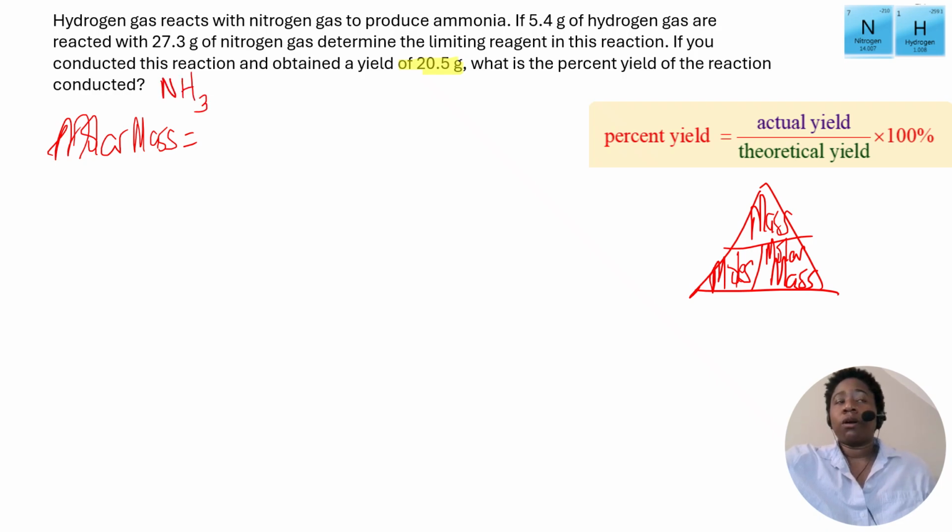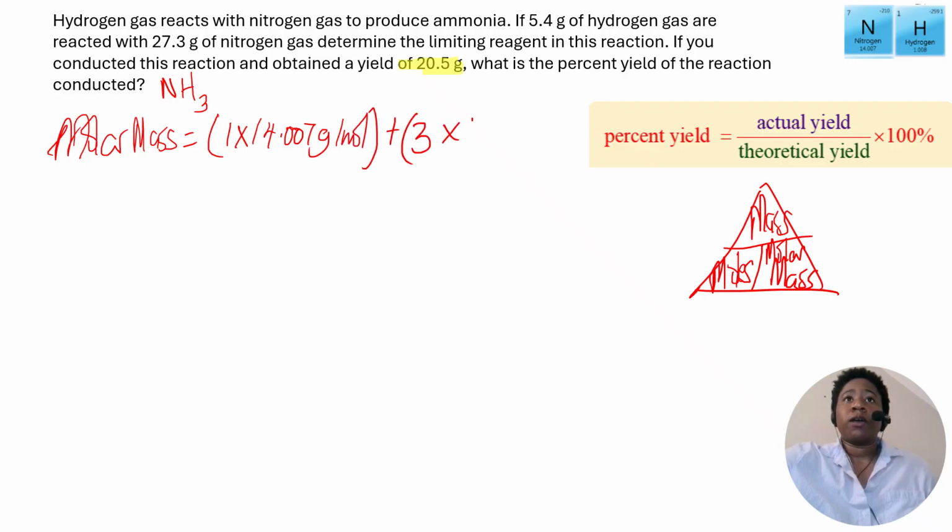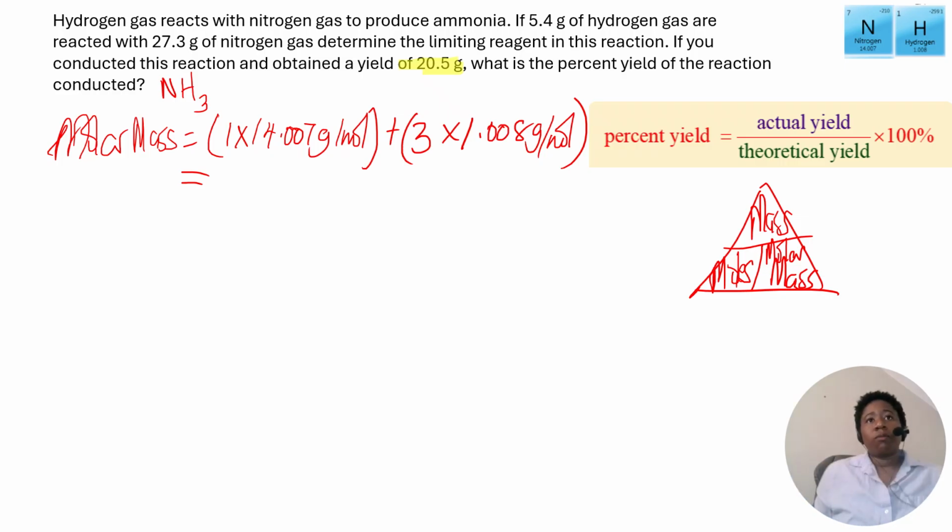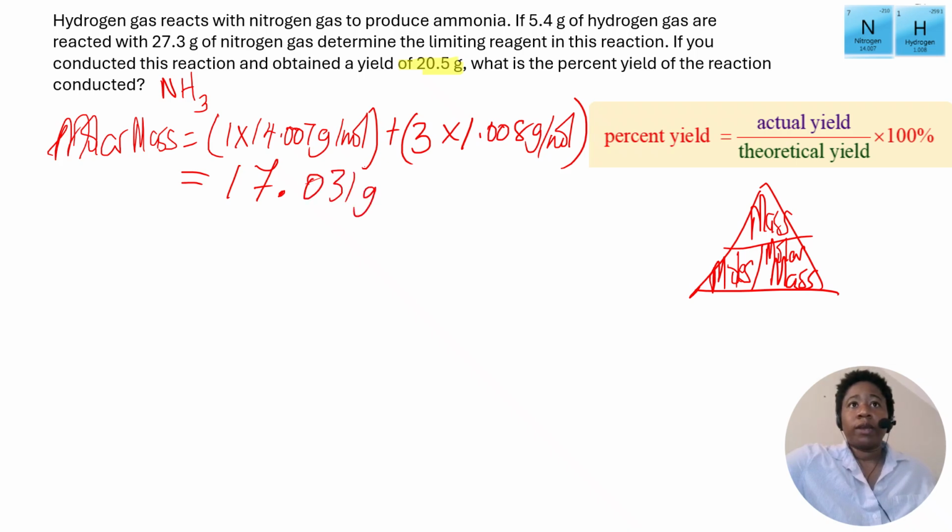We have 1 mole of nitrogen, and the molar mass of nitrogen is 14.007 grams per mole. And we have 3 moles of hydrogen, 1.008 grams per mole. So this will give us the molar mass of ammonia, 1.008 times 3 plus 14.007, and that gives us 17.031 grams per mole. That's our molar mass of ammonia.